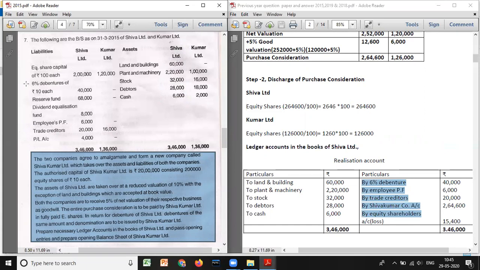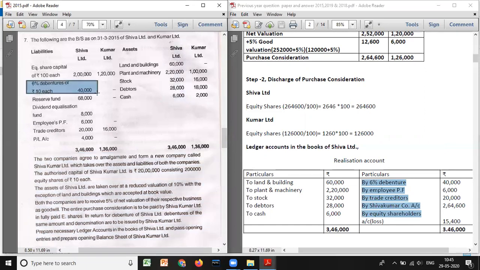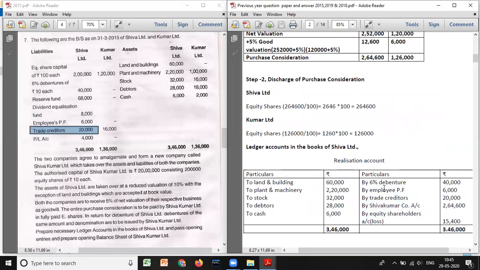Okay. Now 6% debenture is a liability, 40,000. Employee provident fund 6,000 is a liability, and trade creditor 20,000 is a liability. You have to take all liabilities, whether taken over or not. And please keep it in mind, you always have to write book value. If you are taking assets and liabilities, first you have to write book value only, no adjustment.